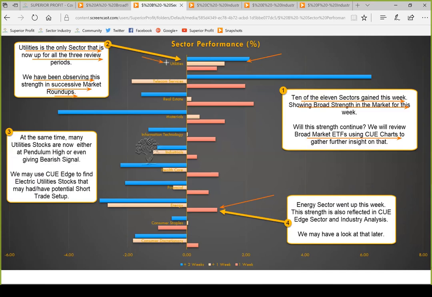Though the utilities sector is very strong, many utility stocks are now either at pendulum high or even starting to give bearish signal. So it may be too late to try to enter a long trade in the utility sector. Later on, we may use QH to find electric utility stocks that may give us a potential short trade setup. After quite a long time, energy is showing some sign of strength. This sector is up this week, and the strength is also reflected in QH sector industry analysis. If we have time, we'll have a look at that later.